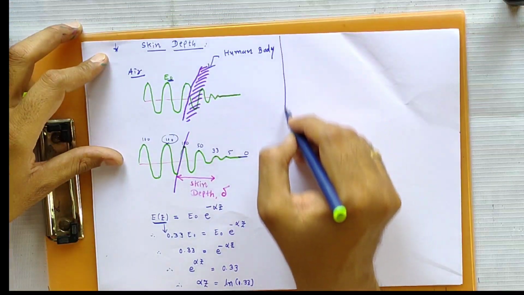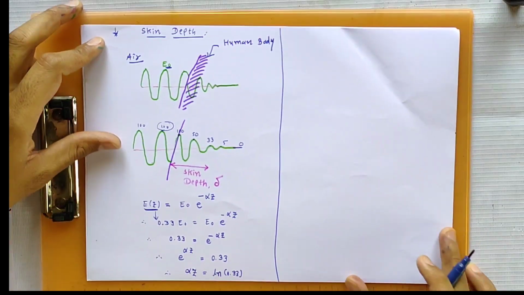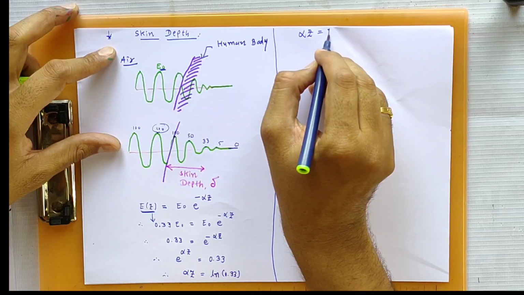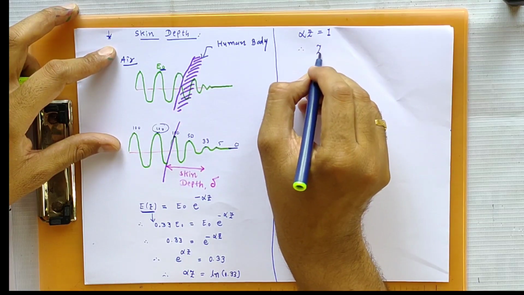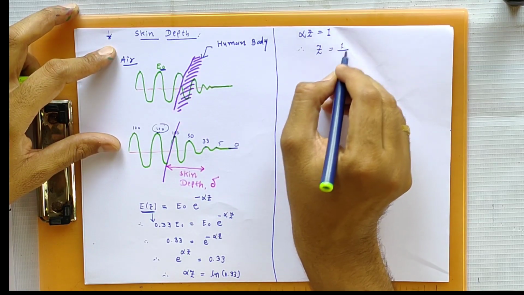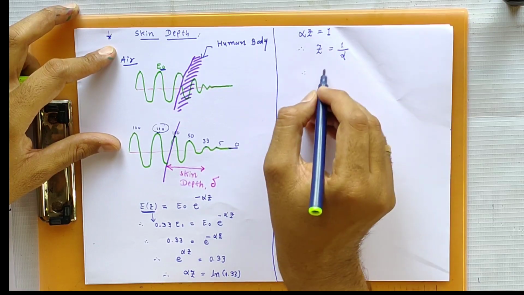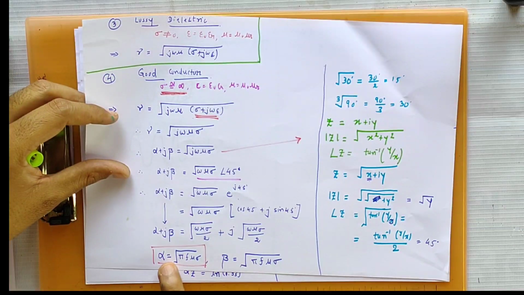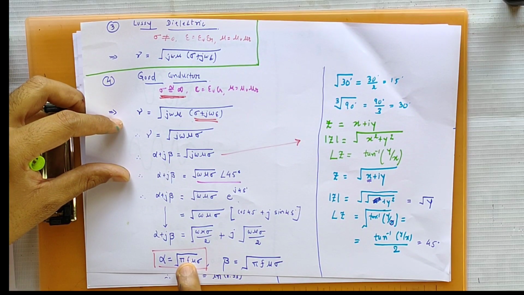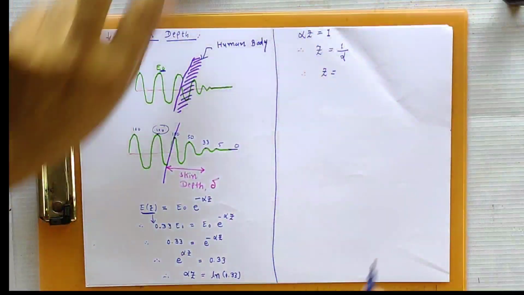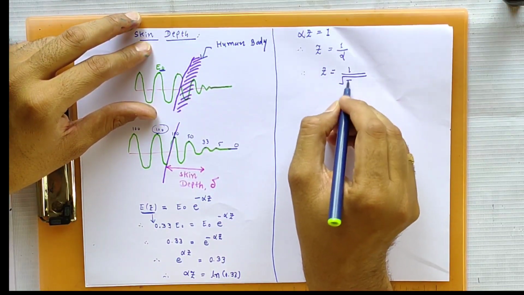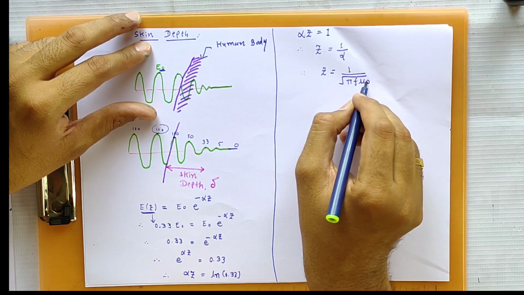ln 0.33, if you solve using a calculator, is approximately 1. So alpha z equals 1. So z equals 1 by alpha. What is alpha? Alpha is the attenuation constant that we have already derived. Alpha equals under root of pi f mu sigma. So z is 1 upon under root of pi f mu sigma.